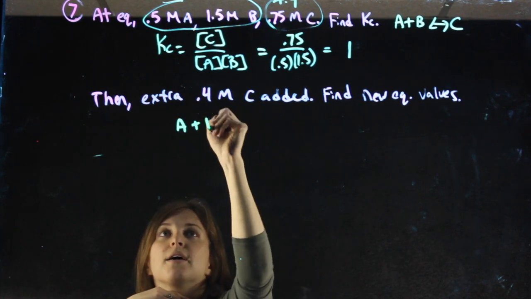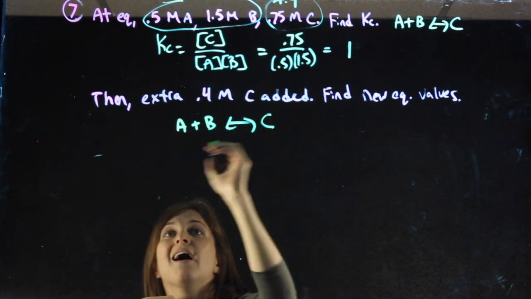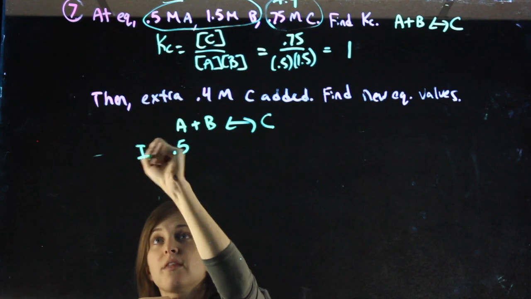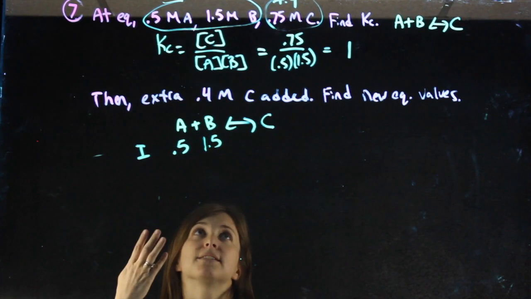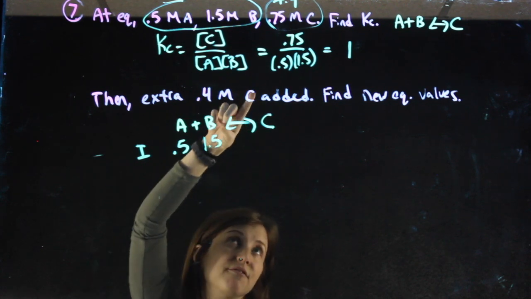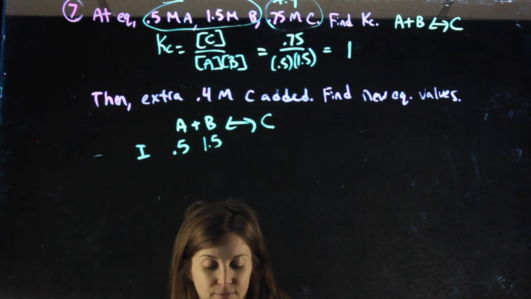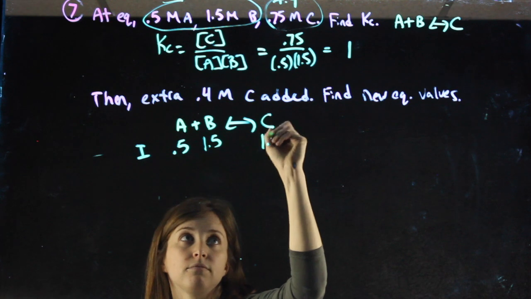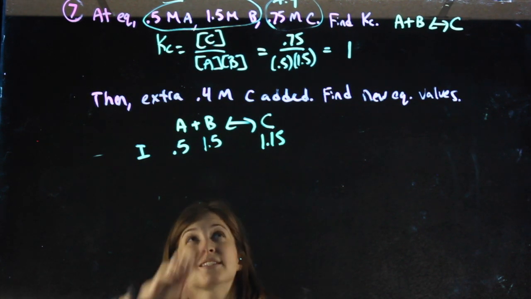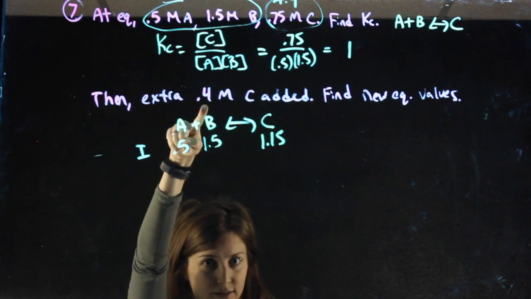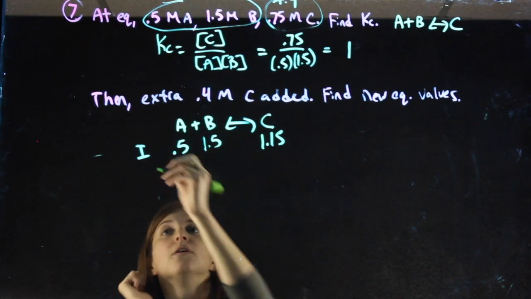So for A plus B in equilibrium with C, I didn't change how much A I start with. I didn't change how much B I start with. But C is now not just the 0.75, it's the 0.75 plus the 0.4. I'm calling them initial values because I know they're not at equilibrium because they were at equilibrium before I messed with it. So they must not be right now.